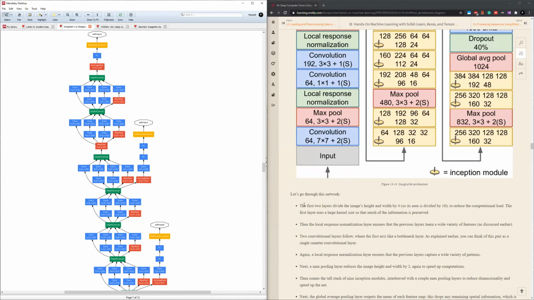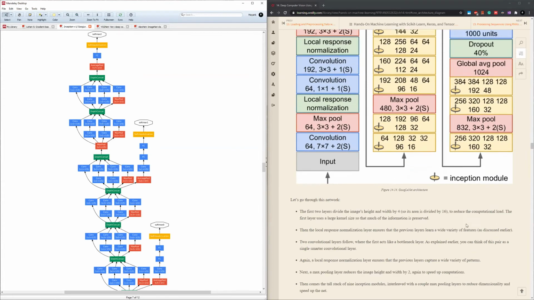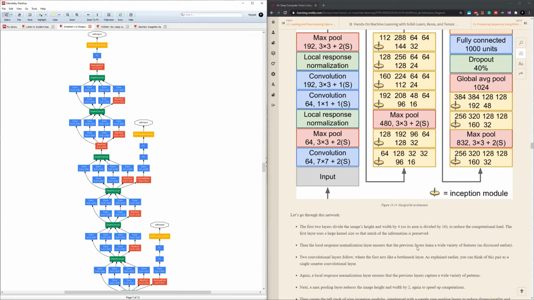The first 2 layers divide the image height by 4 and the width by 4. These two layers, with respect to the area, divide it by 16. The cumulative effect of these two layers is to reduce the computational load. The first layer uses a 7x7 kernel so that the information is preserved. Then the local response normalization layer learns a wide variety of features.